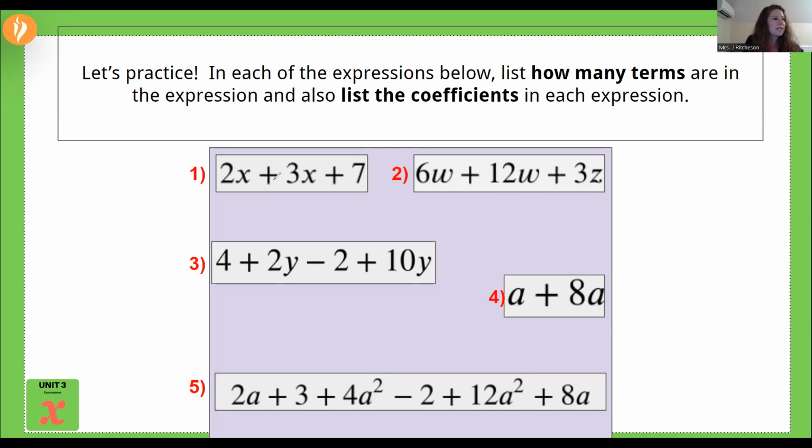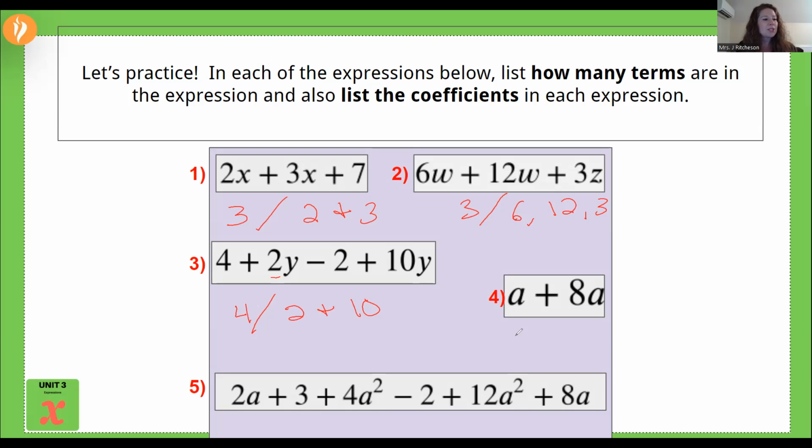All right, so the first one, how many terms do we have? We have 3 terms. And what are the coefficients? The coefficients are 2 and 3. 7 is a constant, it's not a coefficient. Number 2, how many separate terms are there? There's 3 separate terms. What are the coefficients? We have 6, 12, and 3. The next one, we have 1, 2, 3, 4 terms, and those coefficients are 2 and 10. 4 and negative 2 are constants.